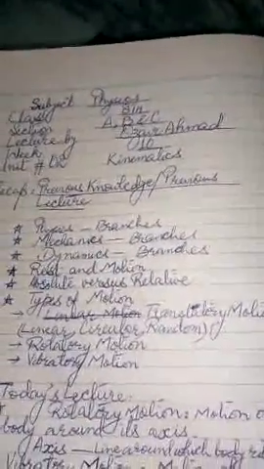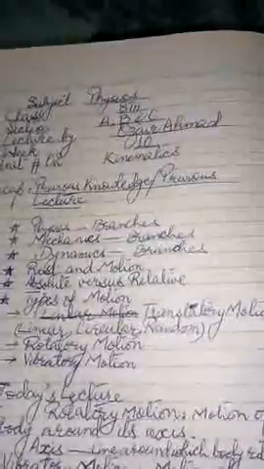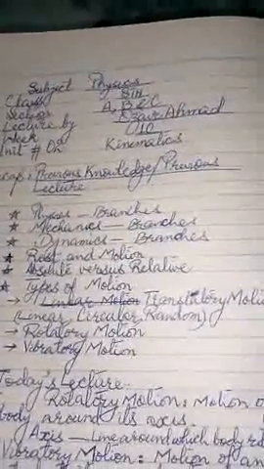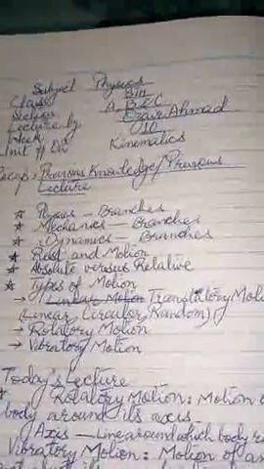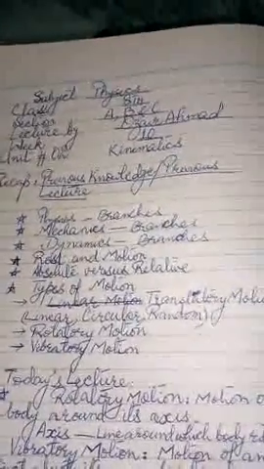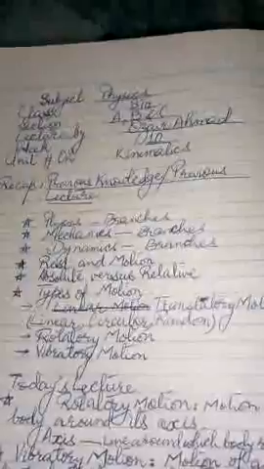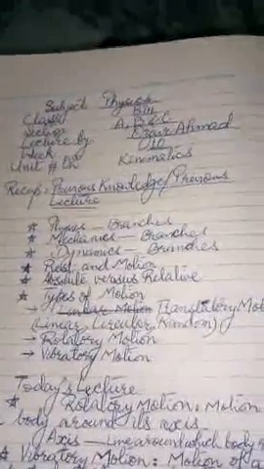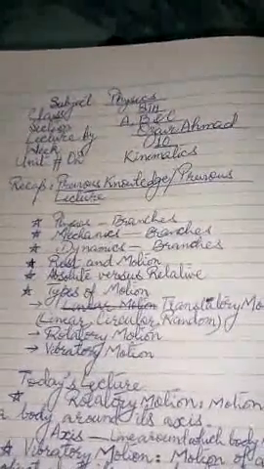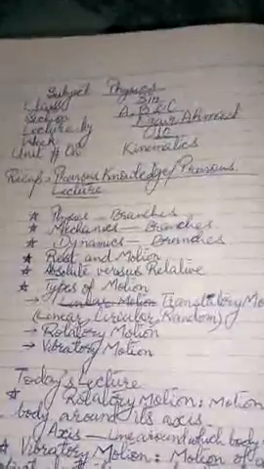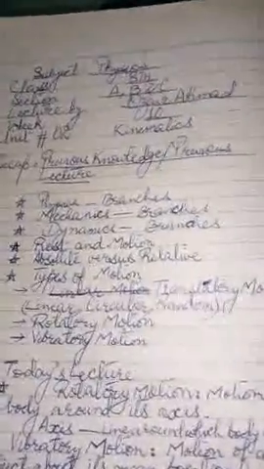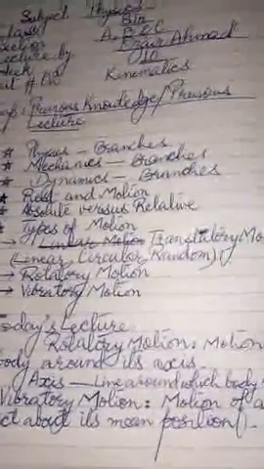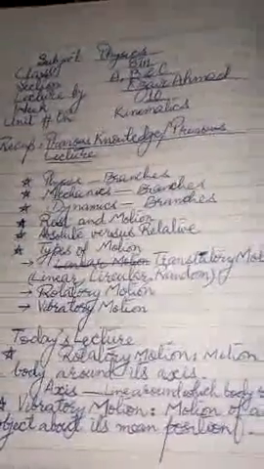Then we talked about rotatory motion, the motion of an object or body around its axis. Then we talked about vibratory motion, to and fro, back and forth motion of a body about its mean position is called vibratory motion. Our today's lecture is about rotatory motion and vibratory motion.